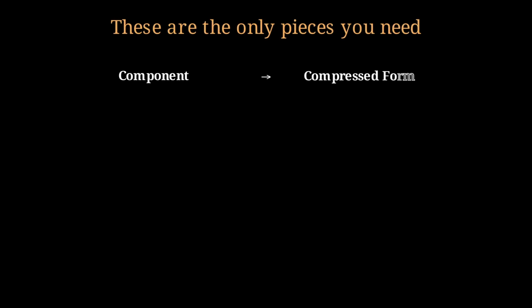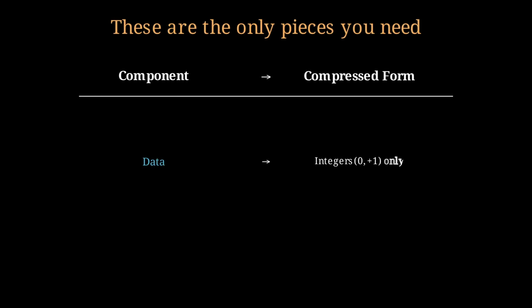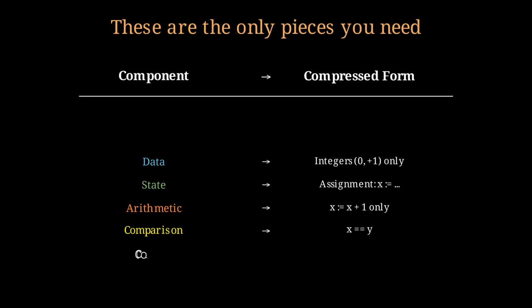The core table. These are the only pieces you need. In theory, you can build any program with just integers 0 and 1, assignment to store values, simple addition, comparison to make decisions, while loops for repetition, and a way to write steps in order. That's it, just 6 essential building blocks.